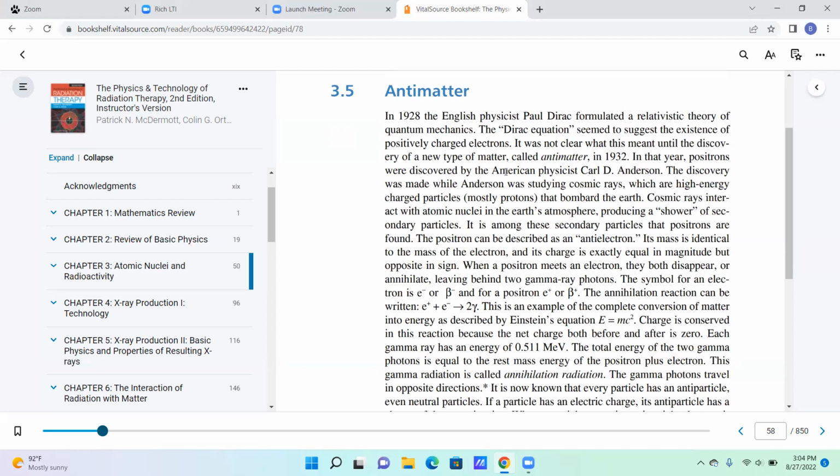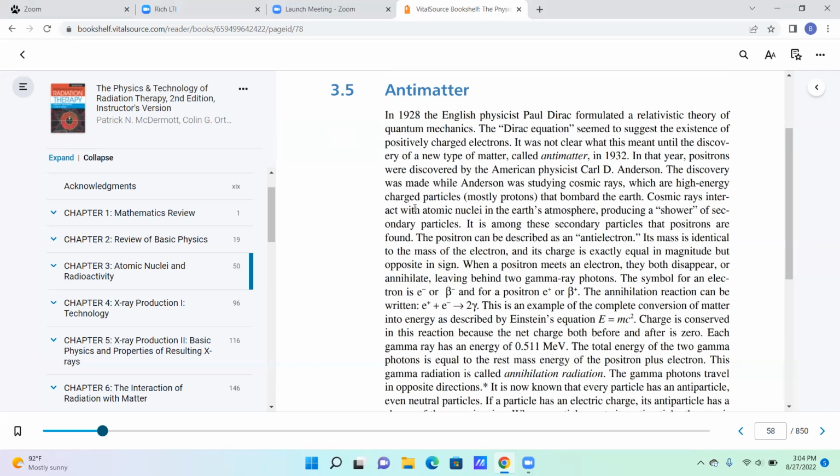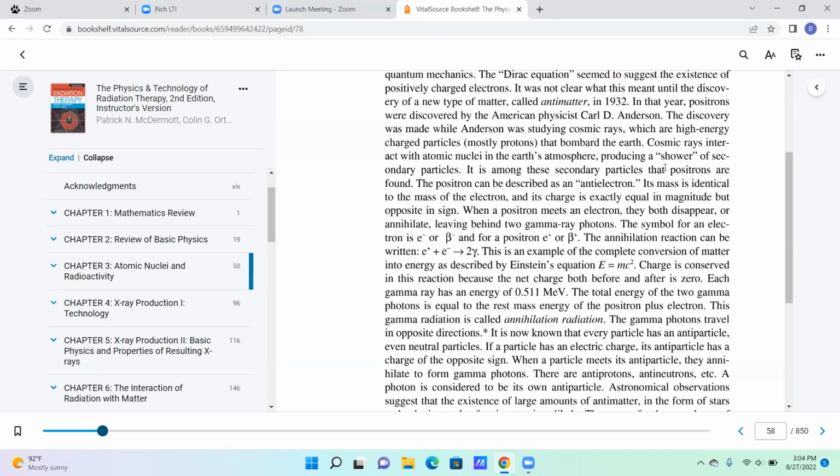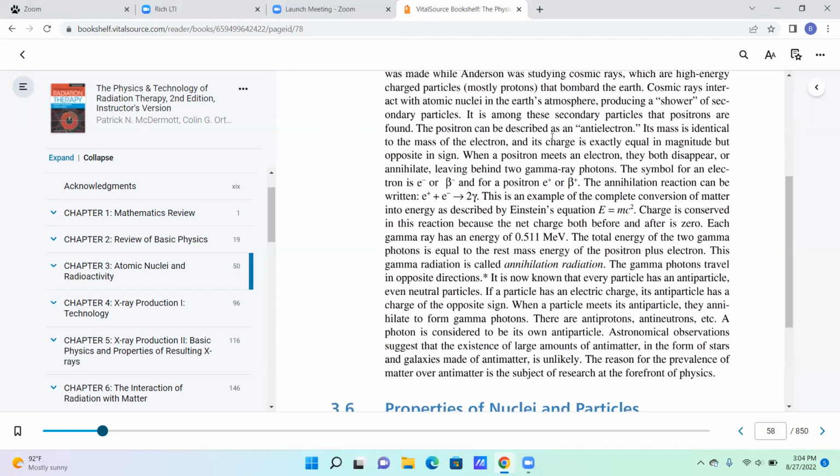In that year, positrons were discovered by Carl Anderson. The discovery was made while Anderson was studying cosmic rays, which are high energy charged particles, mostly protons, that bombard the Earth. Cosmic rays interact with atomic nuclei, producing a shower of secondary particles. Among those particles, you see that positrons are found.